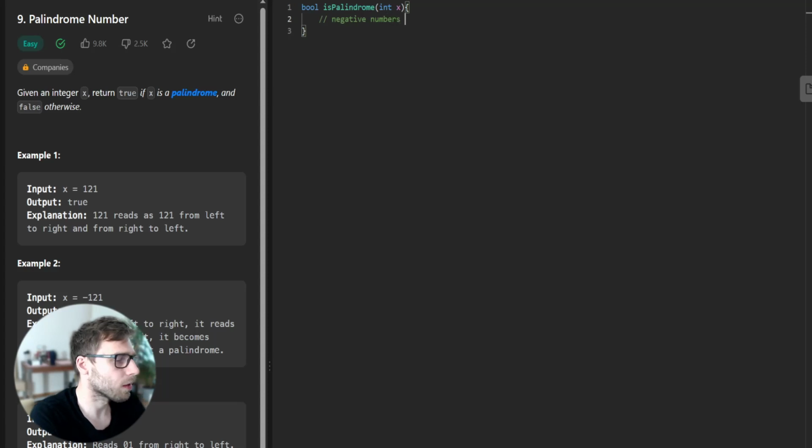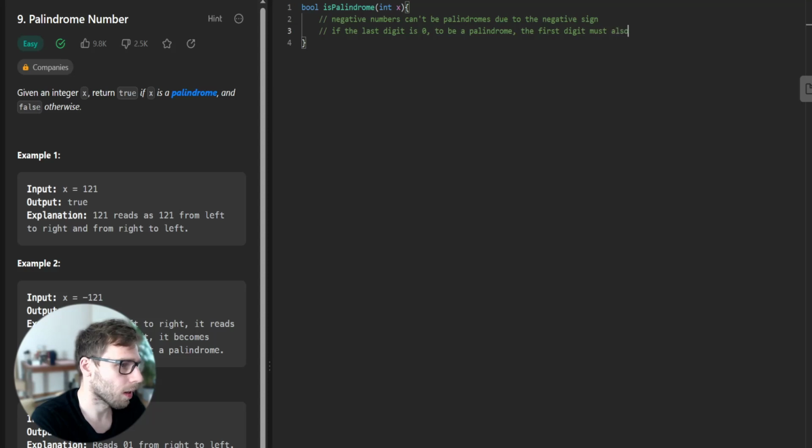So negative numbers can't be palindromes due to the negative sign. Also, if the last digit is zero, to be a palindrome, the first digit must also be zero. The only number that meets this criterion is zero itself. So if x less than zero, or x modulo 10 is zero and x is not zero, return false.